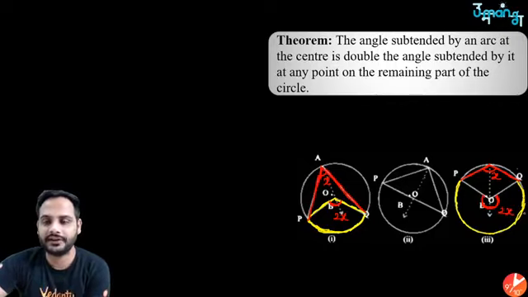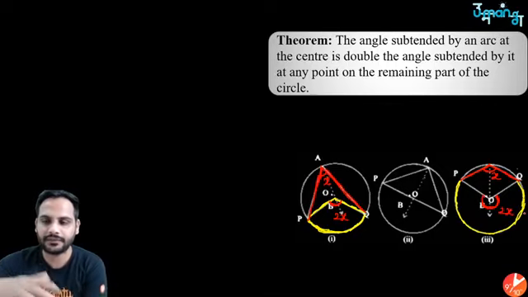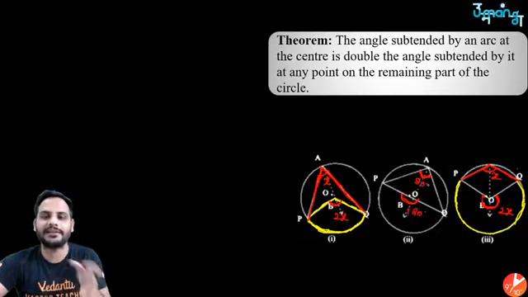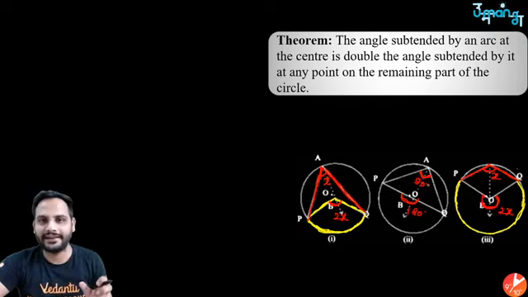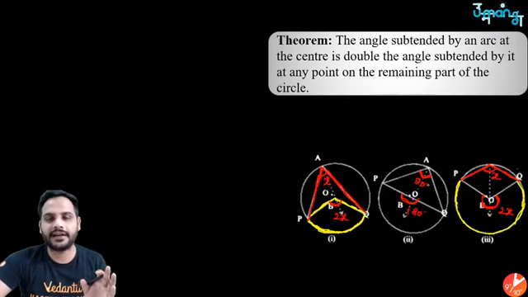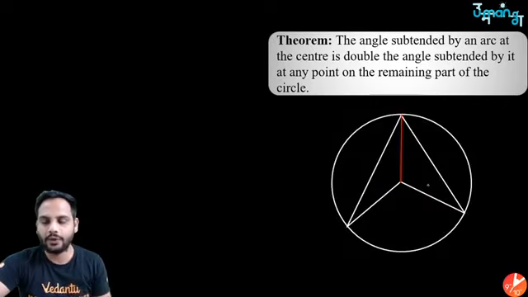And suppose it is the diameter, the semicircle. In that case, this is the diameter, this angle will be 180 degrees. So this angle will be half of it, that is 90 degrees. That is why we say that the angle in a semicircle is always a right angle. So first let us prove this theorem, that the angle subtended by any arc at the center is double the angle subtended by it at the remaining part of the circle. Now how do you prove it?